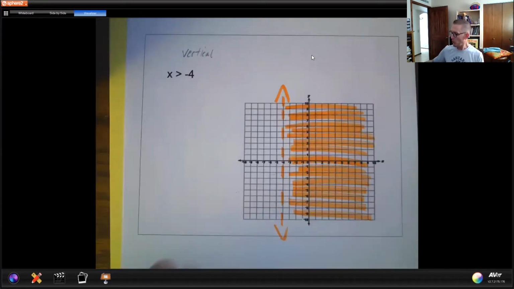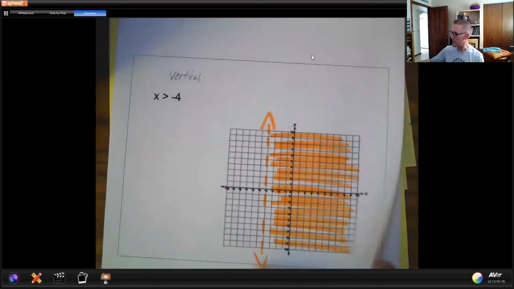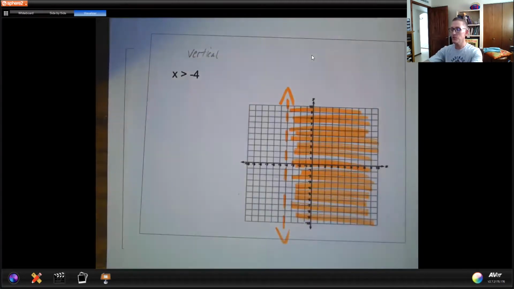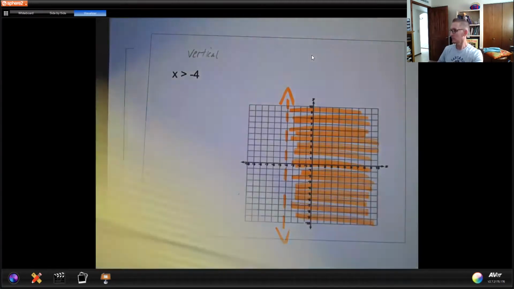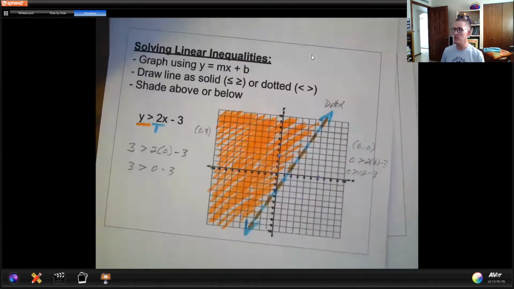Okay. So graphing linear inequalities is going to require solid versus dotted line. And then you're going to have to shade one of the regions based on whether it's greater than or less than. Okay. So let's take a look at the IXL.